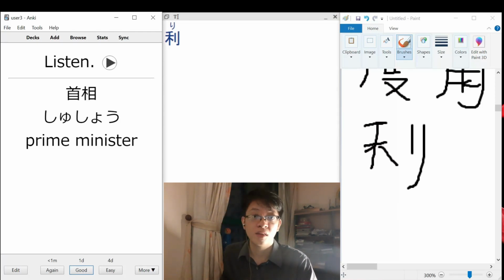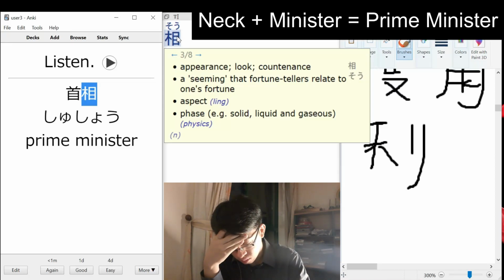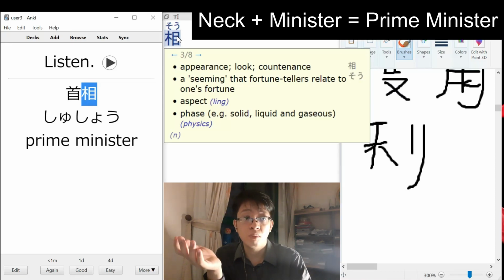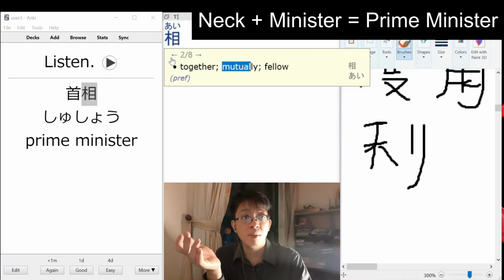Okay. So the neck, right? This one is the neck, and this one means Prime Minister, but also like mutual. Yeah. Mutual and Prime Minister. Okay.